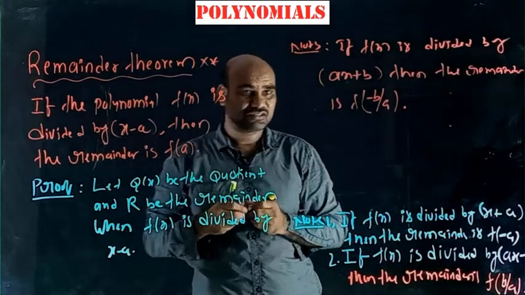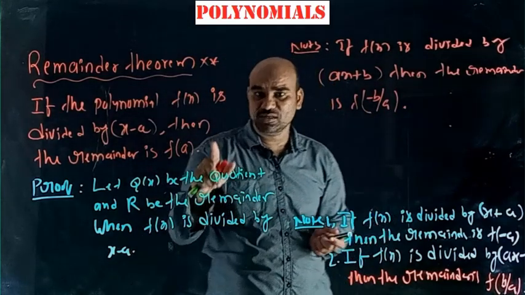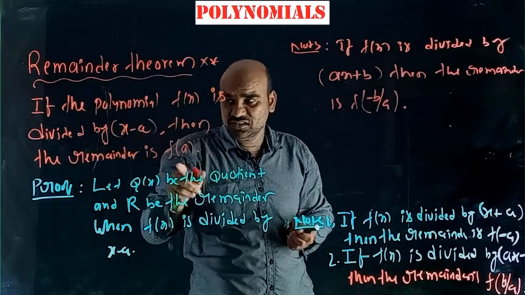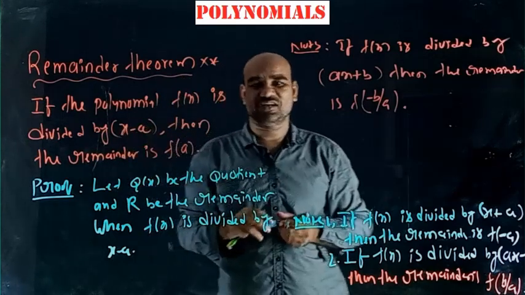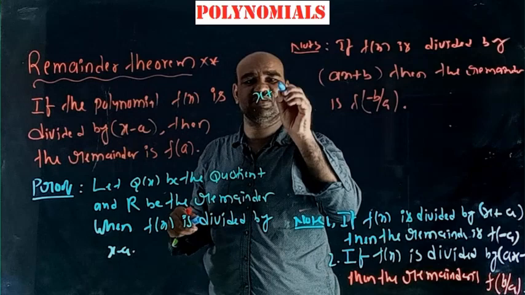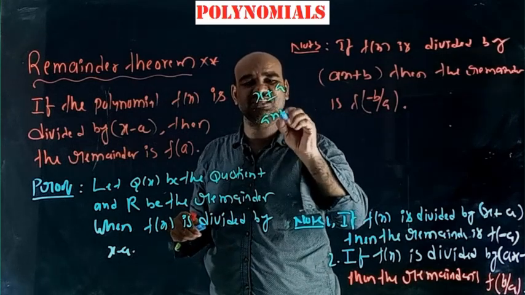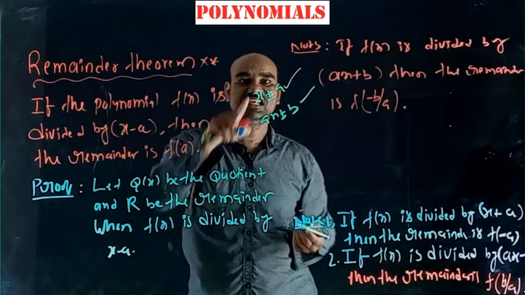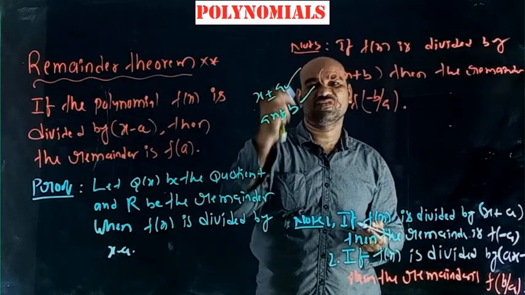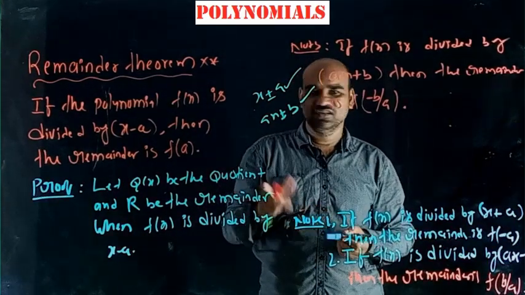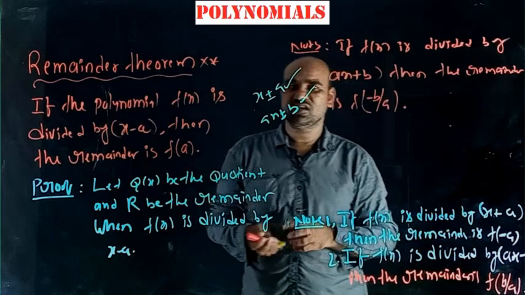Okay, listen student, important thing is by using remainder theorem, you can find remainders directly if your divisor is of the form x plus a, x minus a, or ax plus b, ax minus b. If the divisor is a linear polynomial, then you can find the remainder directly by using remainder theorem without using actual long division method.